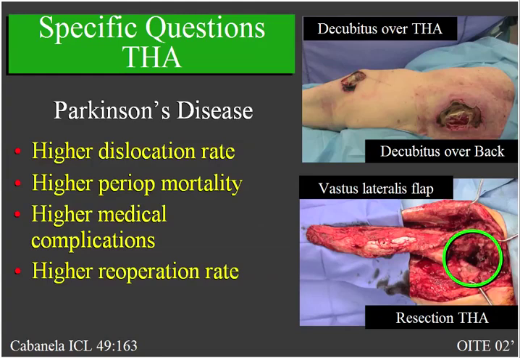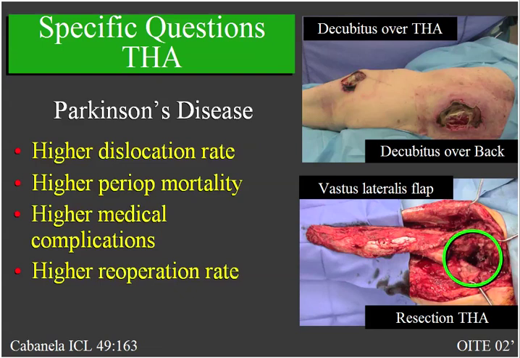Parkinson's disease is associated with much higher medical comorbidities and orthopedic problems. There is a higher dislocation rate. There are higher periop mortalities, higher medical complications, and a higher reoperation rate. This is a gentleman that I did, Parkinson's disease, hip fracture with a hip arthroplasty. Came back 4 weeks later with these massive decubitides over the back and over the hip, hips resected with a vastus lateralis flap.